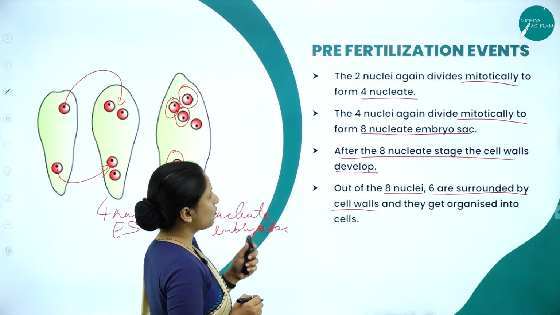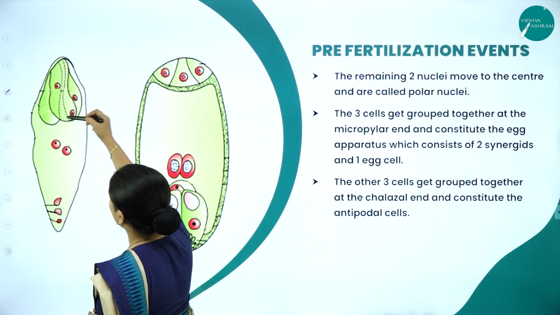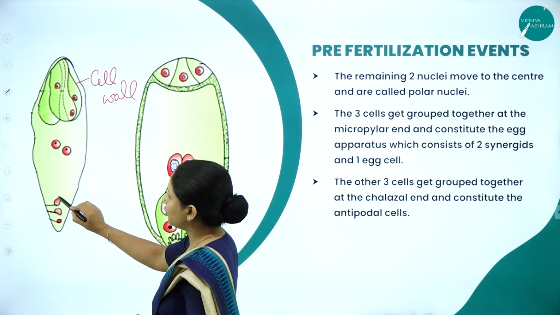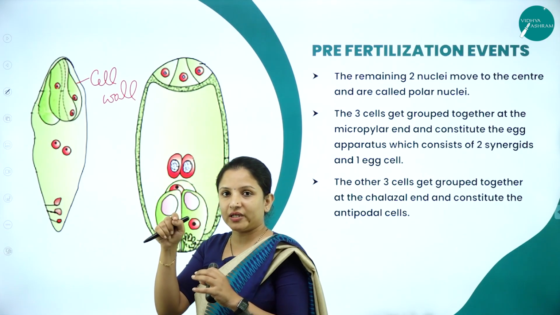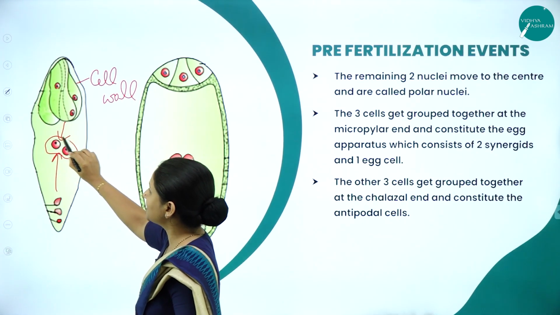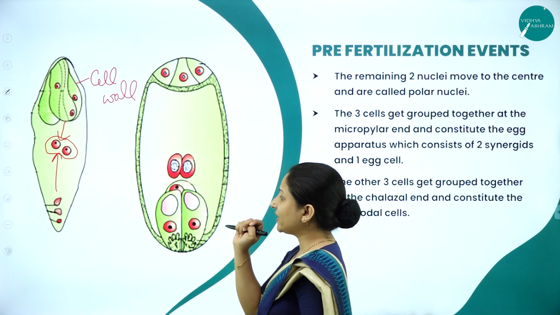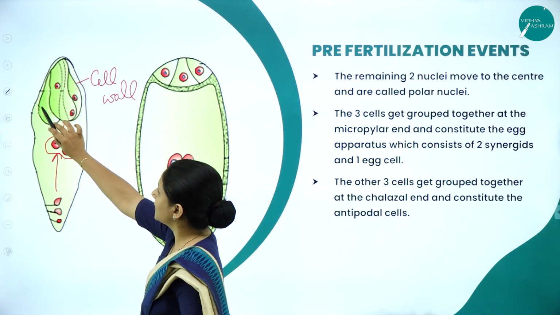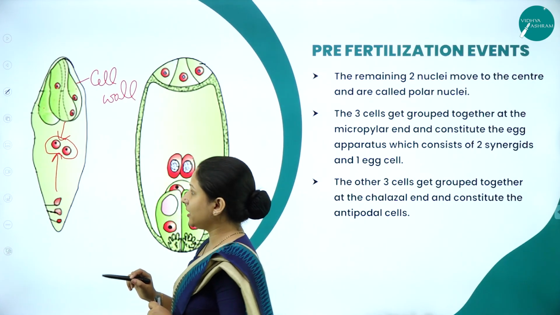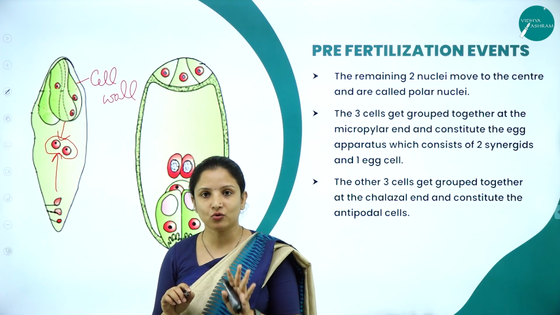So out of the eight nuclei, six are surrounded by the cell walls and get organized into cells. Now what will happen to the remaining ones? So see here, this is the cell wall formed around them. So two will be remaining. Whichever two nuclei were not covered by the cell wall, they will move towards the center, settle here, and develop a cell wall around them. Now inside this cell wall, how many nuclei are there? Two nuclei, right? So therefore, how many cells will get formed here? 1, 2, 3, 4, 5, 6, 7. Seven-celled, each having one nucleus, but the central cell will have two nuclei. Therefore, it is the seven-celled, eight-nucleate stage.